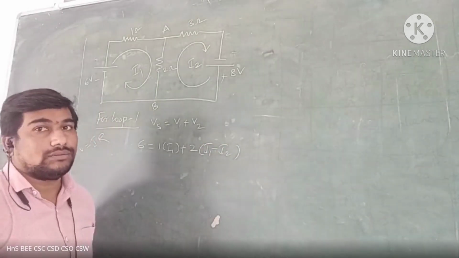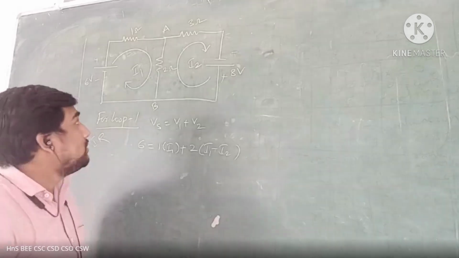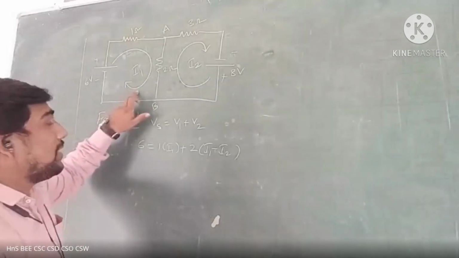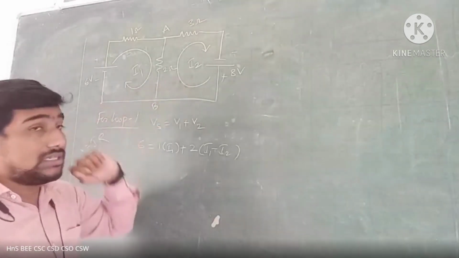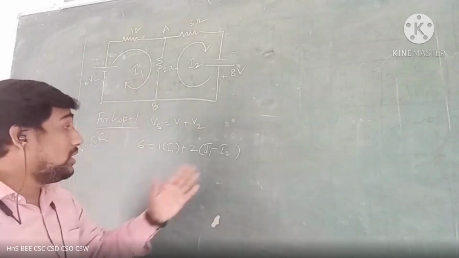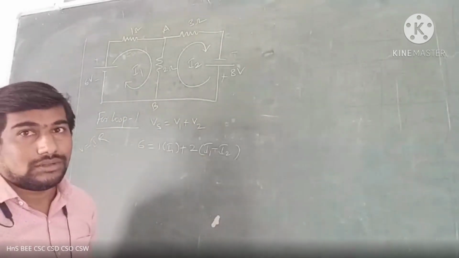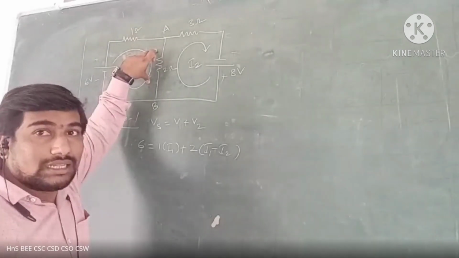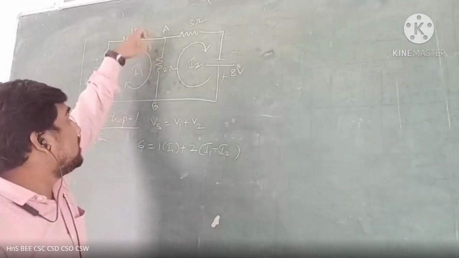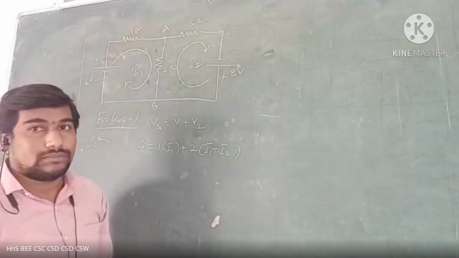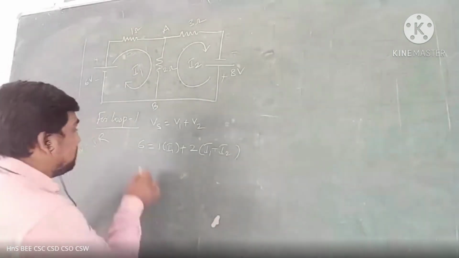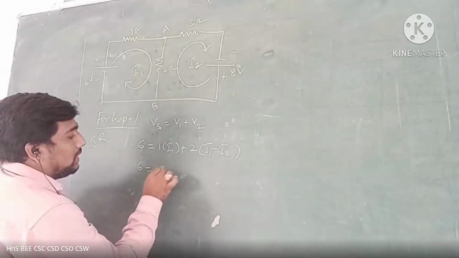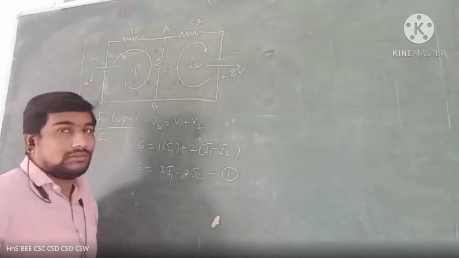Some of the people are saying, sir, actually these are both clockwise directions. If both are clockwise, then you have to take the plus. That is wrong. Both loop directions are the same, but across the 2 ohm resistance, the current should be different based on this point A and point B. That's the main thing. Now 6 equals 3 into I1 minus 2 into I2. This is equation number 1.